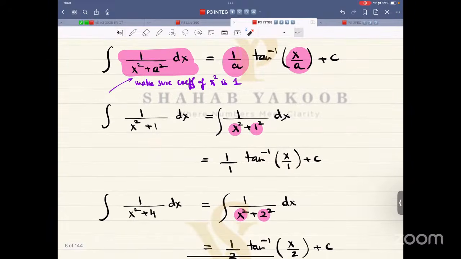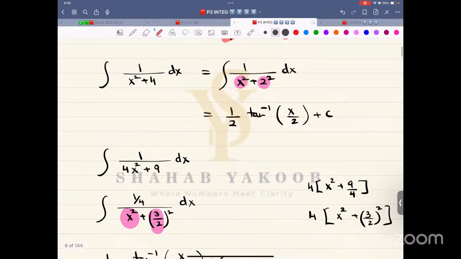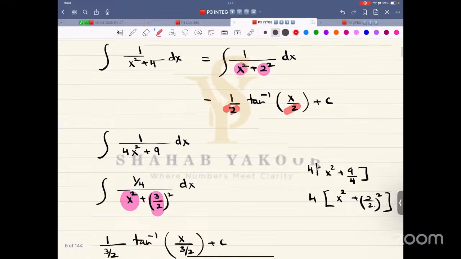And over here, there might be one thing in differentiation that was skipped: differentiation of tan inverse. We will look at it later in one of the questions. So now 1 over x squared plus 1, this is 1 over x squared plus 1 squared. So a is 1. This is 1 over a tan inverse x over a plus c. Something like 1 over x squared plus 4, that is x squared plus 2 squared. So now a is 2. This is 1 over 2 tan inverse x over 2 plus c.